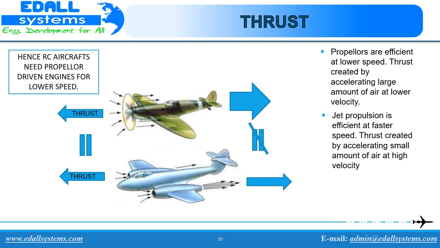Propellers are efficient at lower speeds, with thrust created by accelerating a large amount of air at low velocity. Jet propulsion is efficient at faster speeds, with thrust created by accelerating a small amount of air at high velocity. Hence, RC aircraft need propeller-driven engines for low speed.